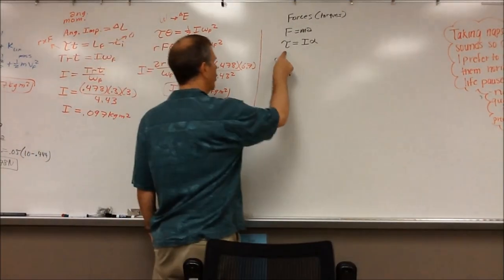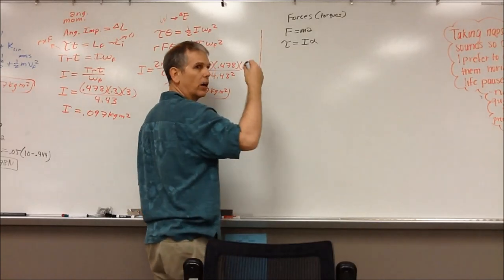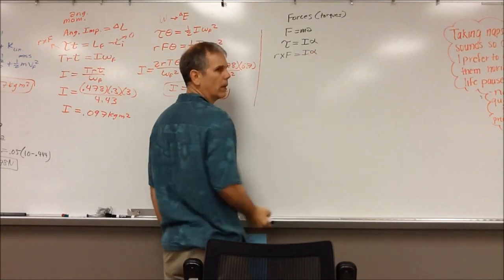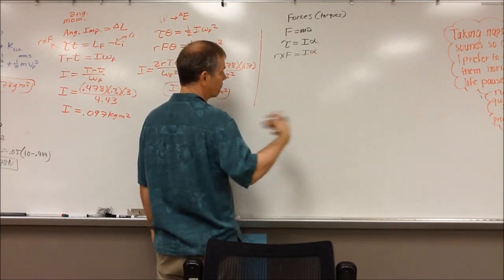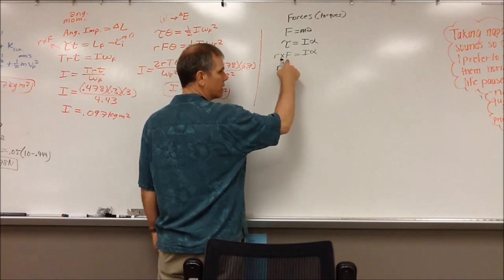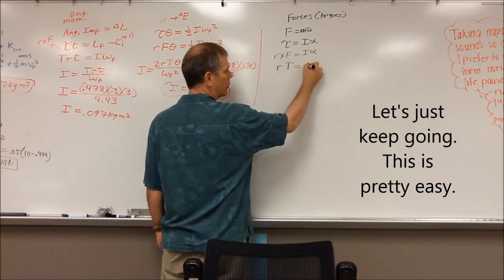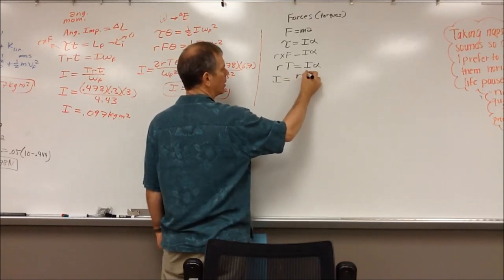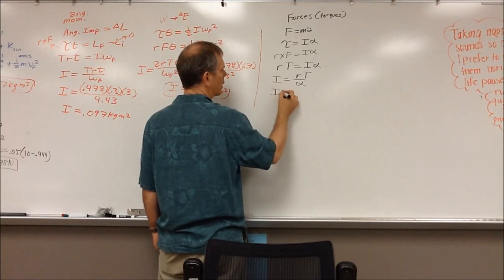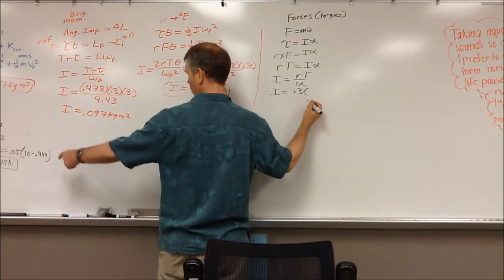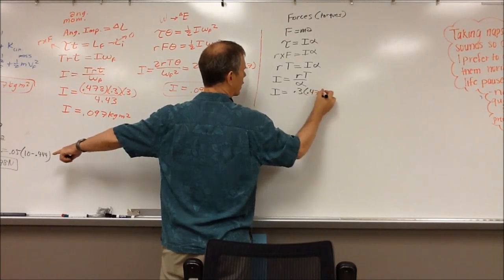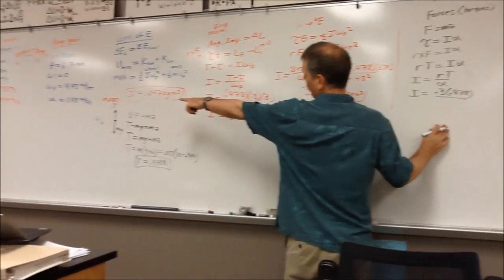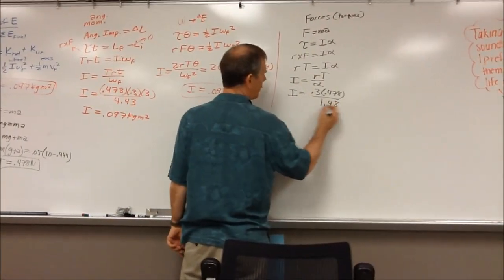Okay. And do we know our torque? What is our torque equal to again? R cross F. And we know alpha already, don't we? And R equals just R, F is tension, equals I alpha. I equals R T over alpha, equals 0.478 over alpha, 1.48. Someone calculate that for me.